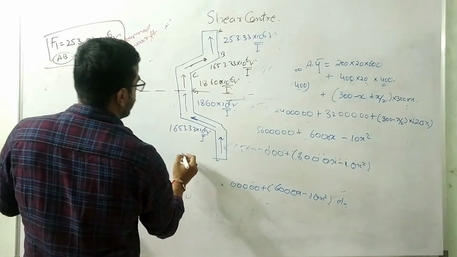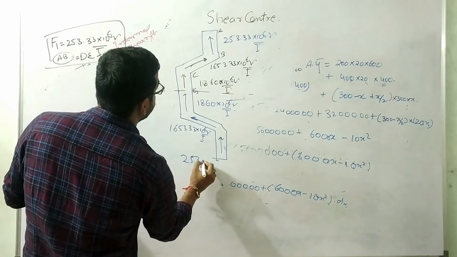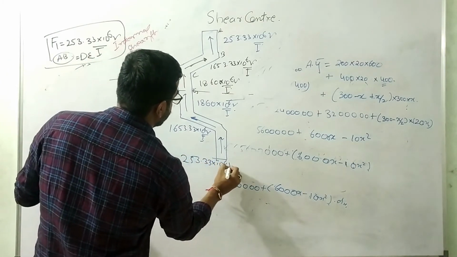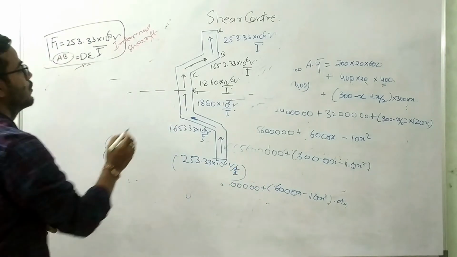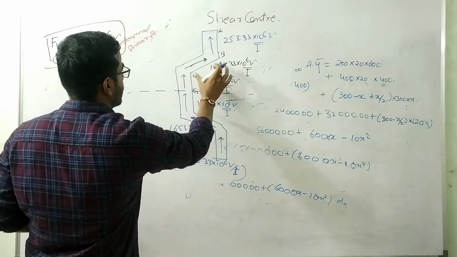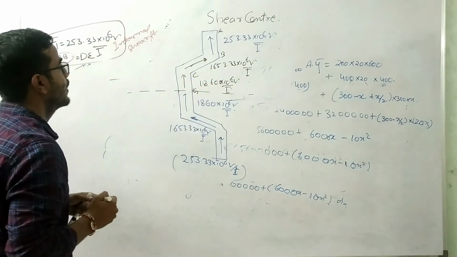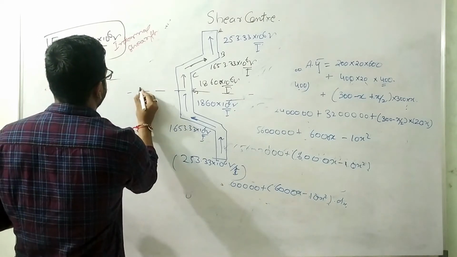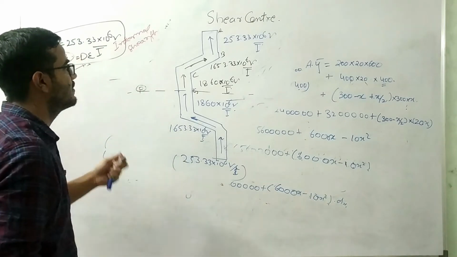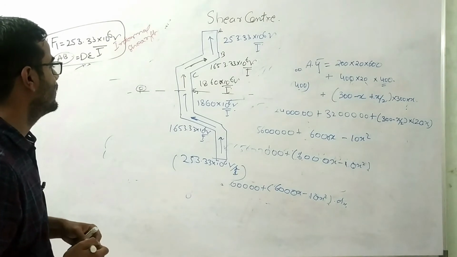So the shear flow for this segment will be 253.33 × 10^6 V over I. Okay, so this is the net force at each segment, which I have shown over here. Now we will calculate where the shear center will lie.